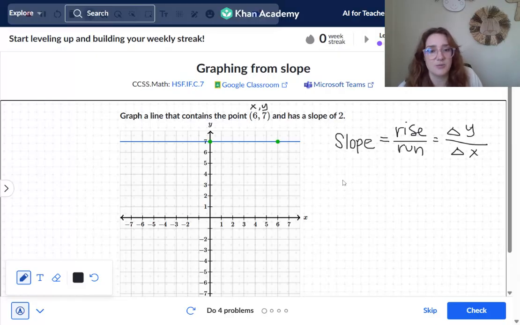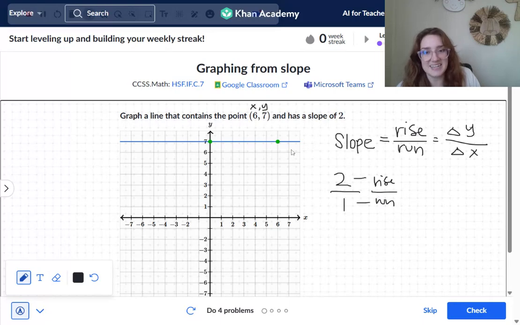So, whole number. Anything is divisible by 1 and is still the same thing. 2 divided by 1 is still 2. We're not changing the problem. This is like our cheat, our way to get around that. So again, rise over run.